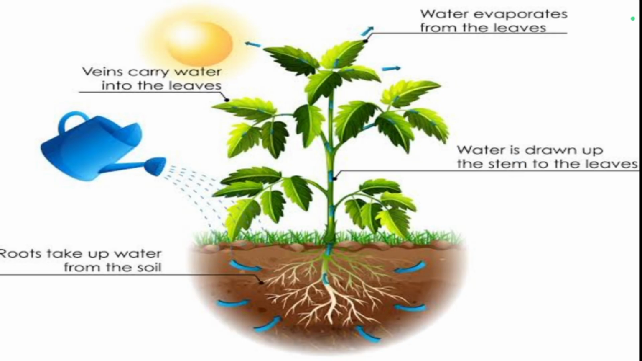Then here you can see, here is a picture of a plant for your better understanding. Here, roots take up water from the soil, including the minerals. Now, water is drawn up the stem to the leaves. It is driven up to the leaves through which vascular tissue? Yes, it is xylem. Then the water evaporates from the leaves, which creates a suction pull. Here, this process helps in the pull which is created by the xylem. Then the veins carry water into the leaves. This is all about the phloem.